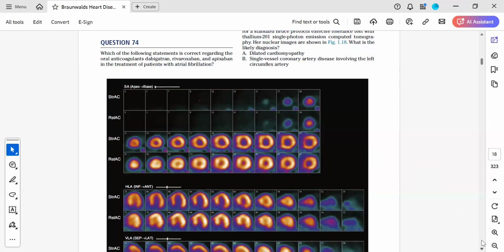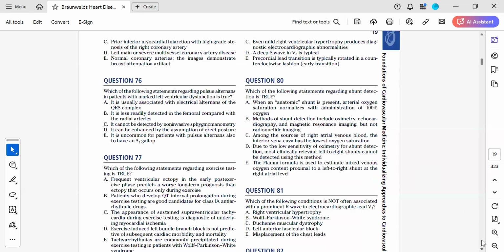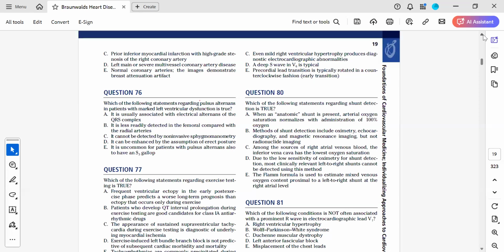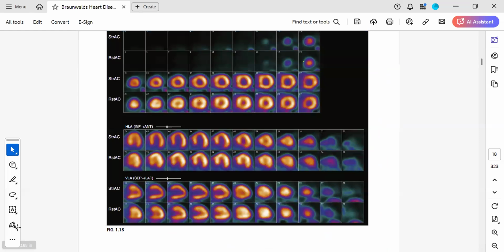And the third one, which is prior inferior MI with high-grade stenosis in the right coronary artery. For the right coronary artery, we expect this to supply the inferior wall. And the same reason still applies as in the previous one, because this dilatation, or increase in that cavity at rest, with stress or with exercise, is not limited to the inferior wall. It also extends to the anterior, likewise the septal and the lateral.